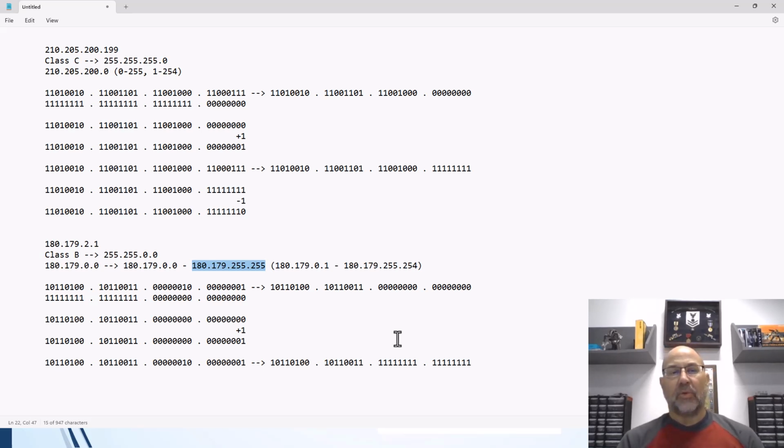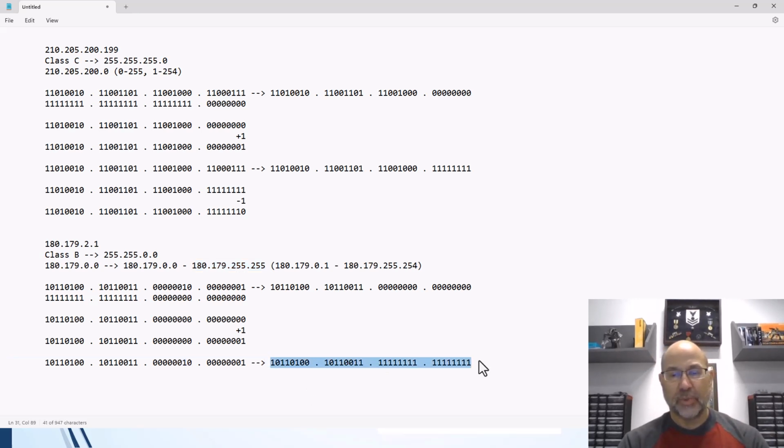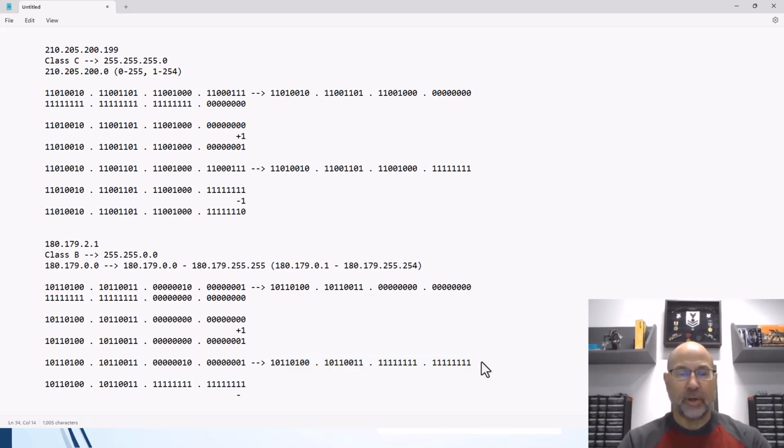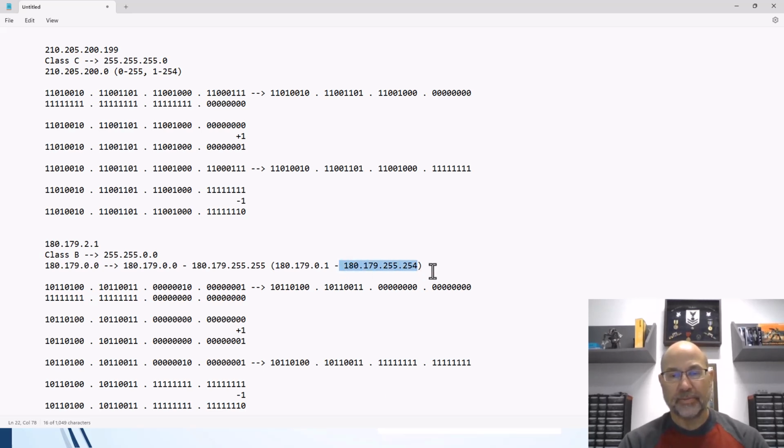180.179.255.255. Well, how do I find the highest usable address? I take this broadcast address and I subtract 1. And I get 180.179.255.254, which is right there. I hope these examples help you through your workings on IPv4 classful networks.